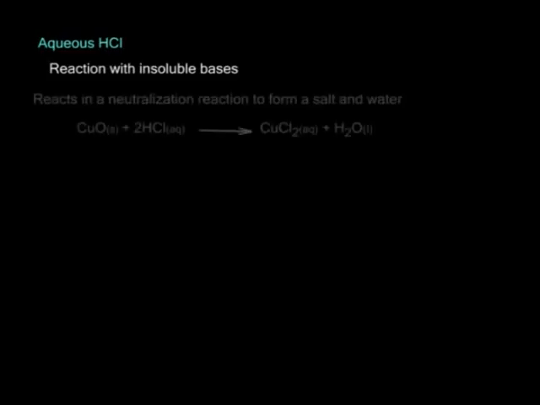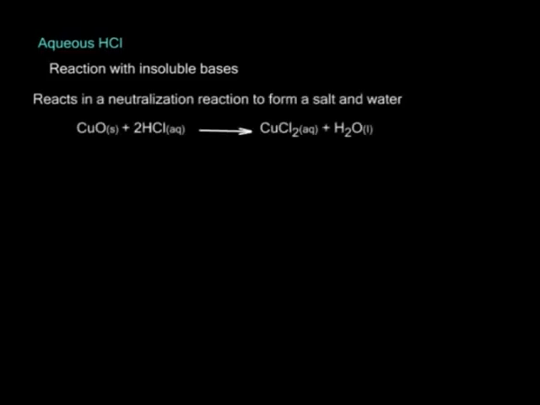Reaction with insoluble bases. An insoluble base like copper(II) oxide dissolves in hydrochloric acid, forming a solution of copper(II) chloride. This is also a neutralization reaction. The reaction of hydrochloric acid with metal oxides is employed in the removal of oxides from metal surfaces.